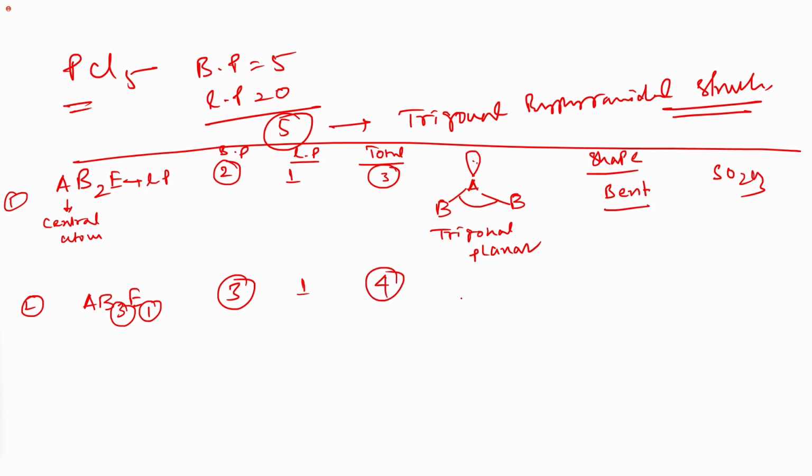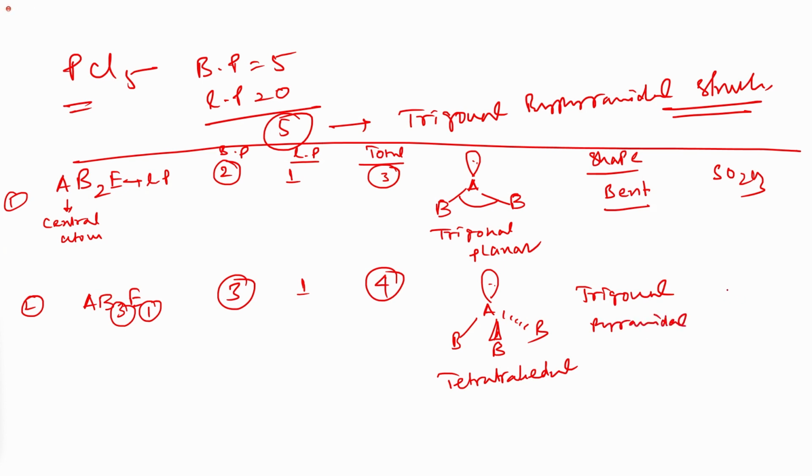So 4 means the structure will be, A will be there, there is a lone pair, there is the B, there is another B, and there is another B. So the structure will be tetrahedral. Okay, the structure is tetrahedral, and the shape will be trigonal pyramidal. Trigonal pyramidal or the tetrahedral is the same, like the example is NH3.